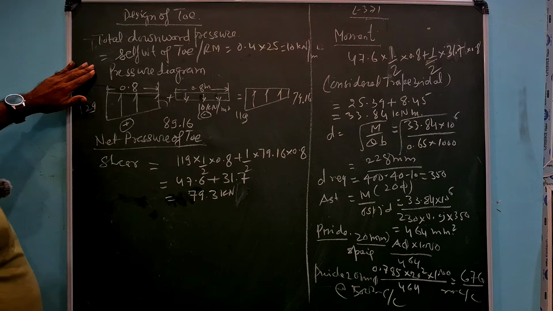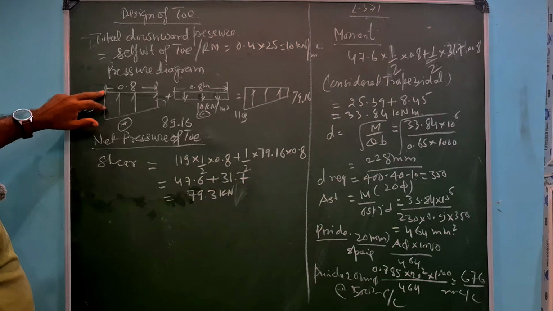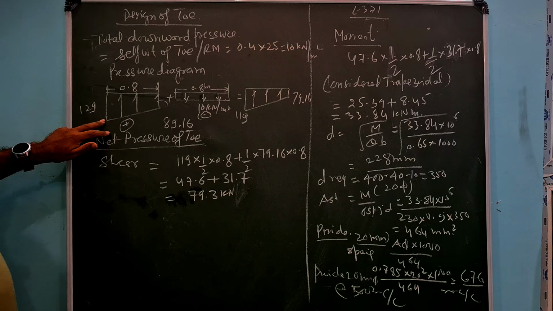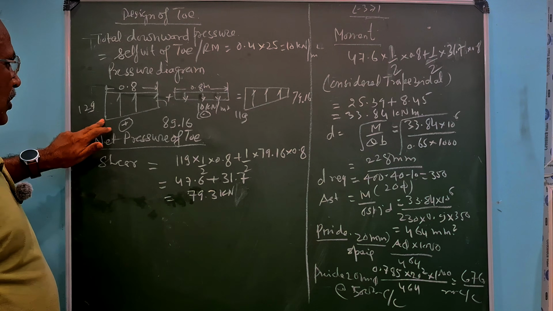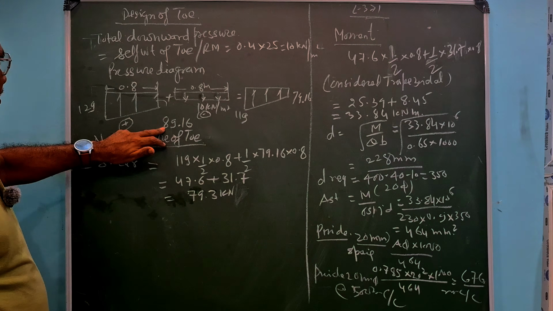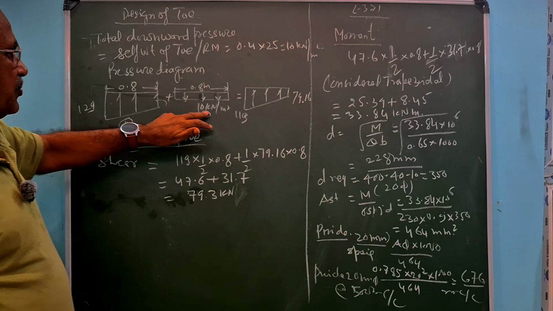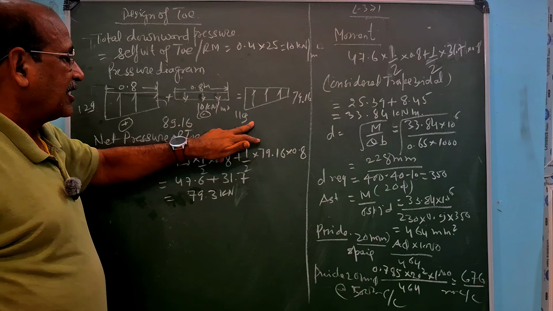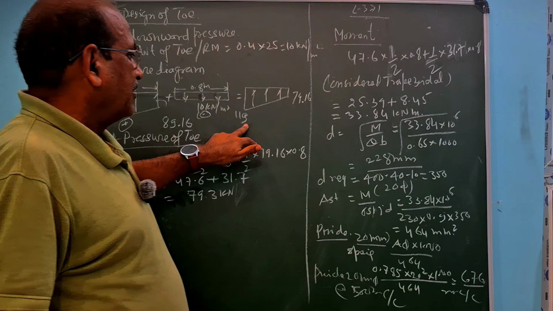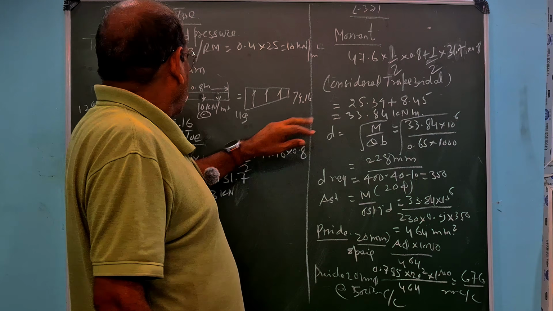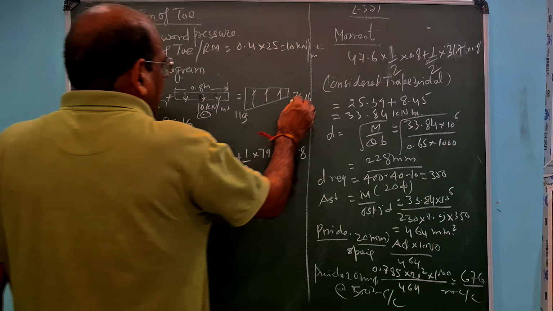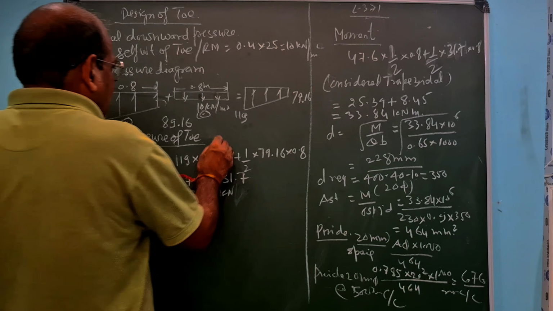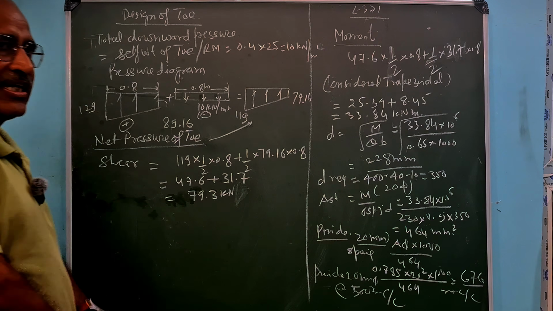Now we can draw the pressure diagram. This is already 0.8 meter. This is 129, previously we have just gone through, and this is your 89.16. So this is your 10 kilonewton. This is downward and this is upward. So the resultant will be 119, 10 less, and this is your 79.16. So these are the net pressure. This is your net pressure diagram.